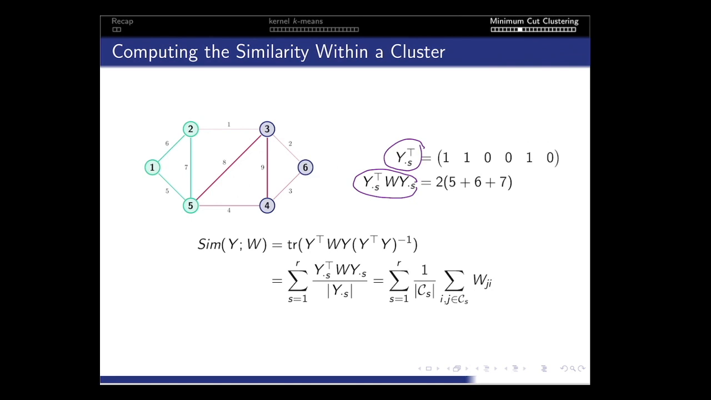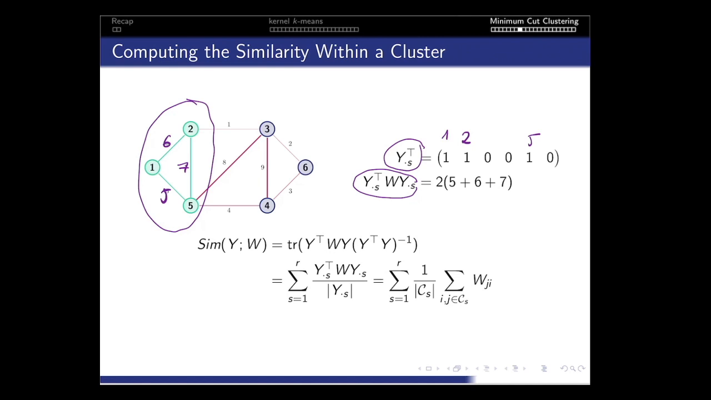And then we have here now the cluster indicator vector of the nodes 1, 2, and 5, right? So this is this cluster here. And now if you compute y_s transpose times W times y_s, then you get here 2 times (5 plus 6 plus 7). And this is actually the sum of all the edges which are connecting the points within this cluster here, right? So here we have 6, 7, 5, and then this times 2 because we have 2 directions. So this is then the result we get.